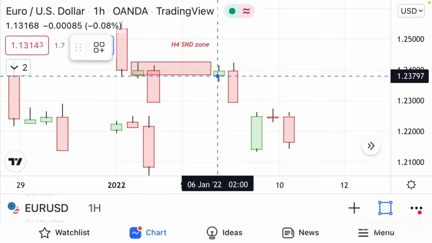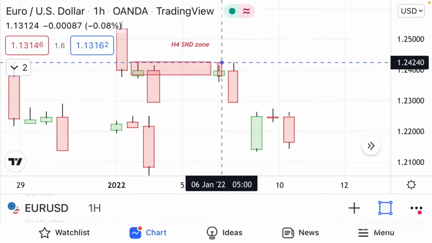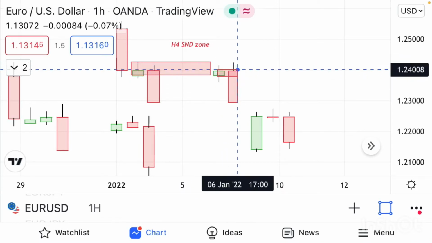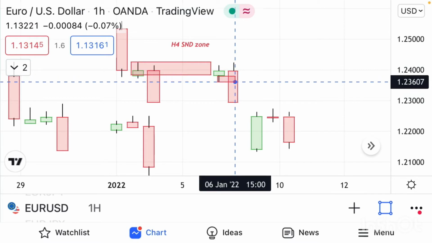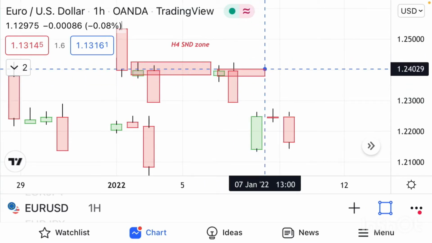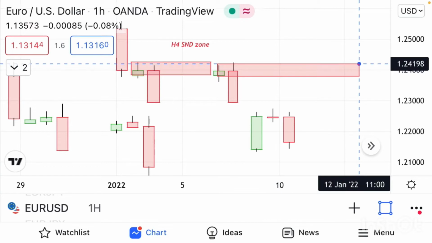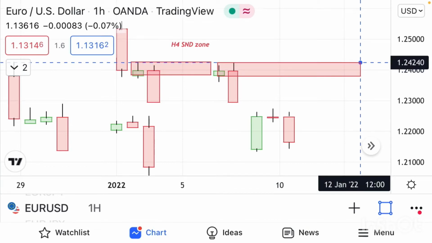You can see that from the opening body, this one has a small wick, and the candle that breaks it has a larger wick. All you need to do is mark from the opening body of the bullish candle to the wicks of the bearish candle that breaks it. So this is how it looks.